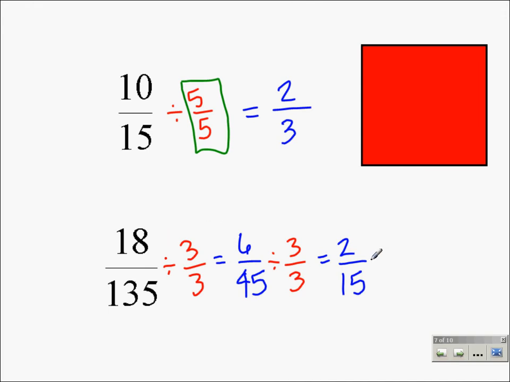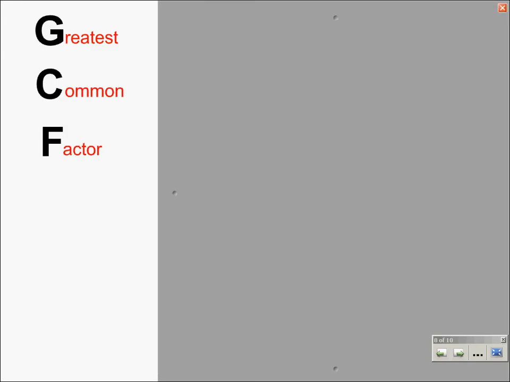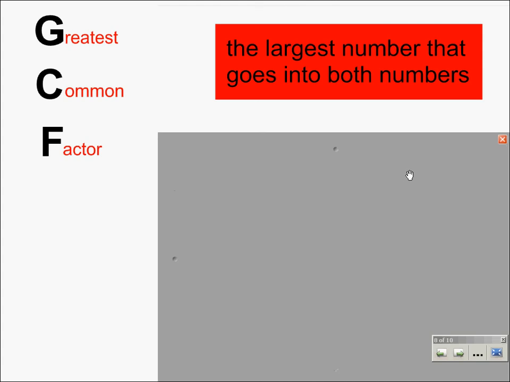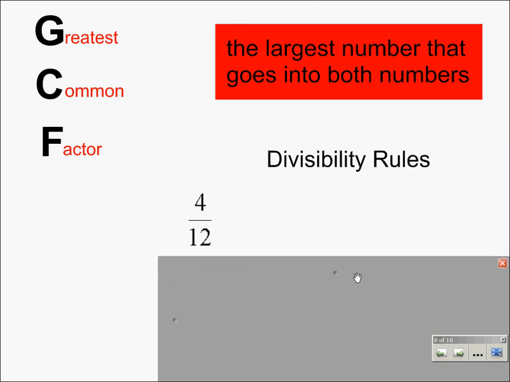Now, that seems like a lot of work, and it is, so that's why we have something called the greatest common factor. That's the largest number that goes into both numbers. If we can find that, it will make less work for us in the long run. So let's take a look at one by divisibility rules, and then we'll take a look at it a different way. By divisibility rules, since these are both even, we would divide top and bottom by 2.